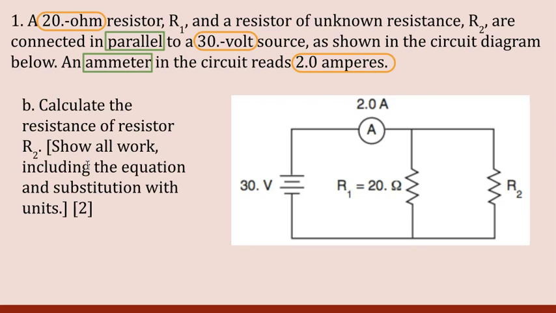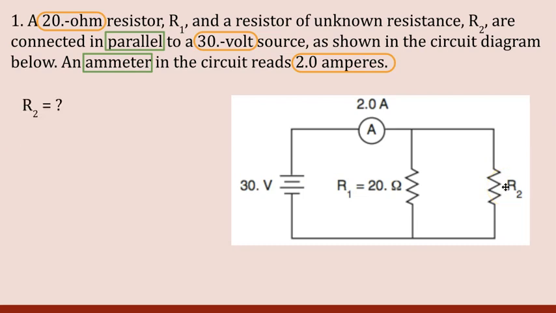Part B says calculate the resistance of resistor R2. Now, I'm going to underline resistance and R2 because I'm solving for resistance, meaning I'm solving for capital R. And there are 3 different resistance values that we're dealing with, so it's important that I know which one I'm solving for. I'm solving for this one. So that's my question mark.